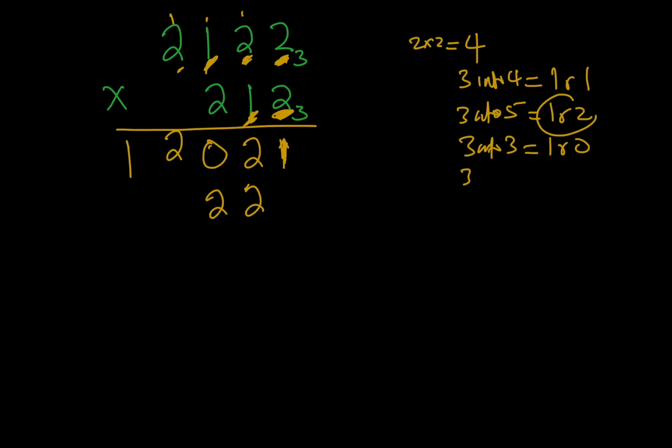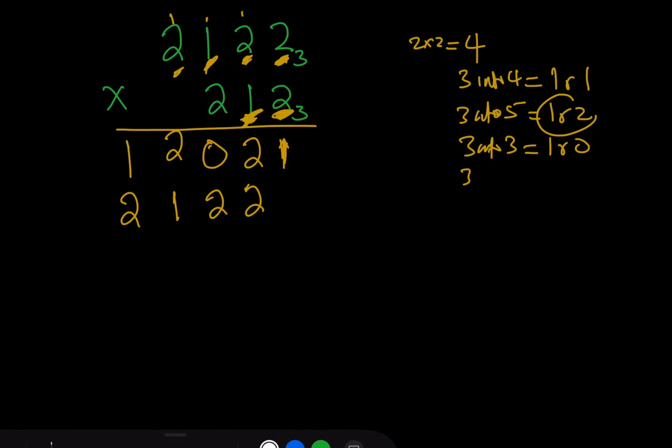1 times this 1 is going to give us 1. 1 times this 2 is going to give us 2. Like that. All right. That means we are also done with this one here. Now let's look at the third one.